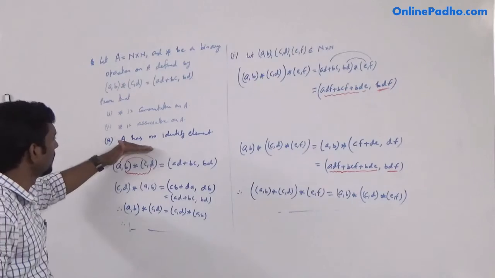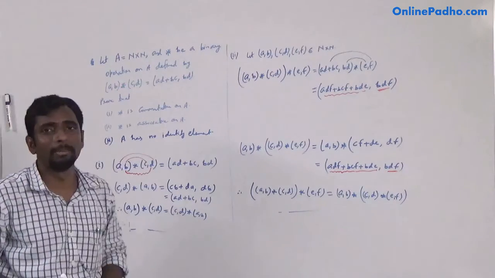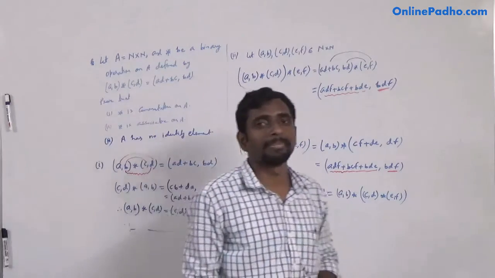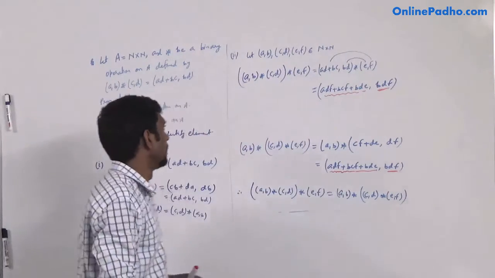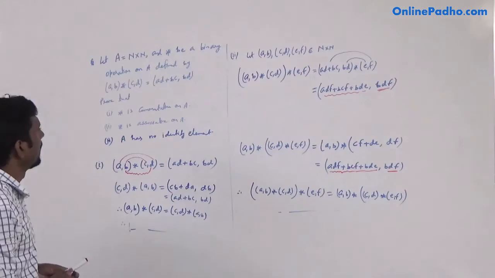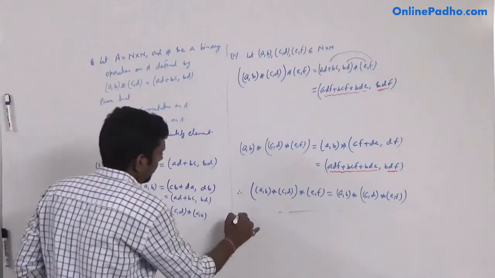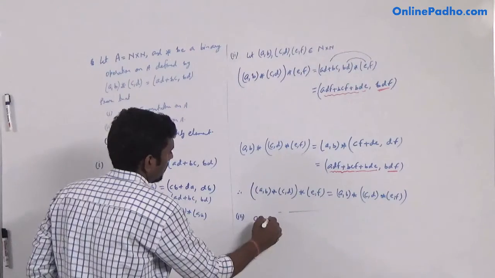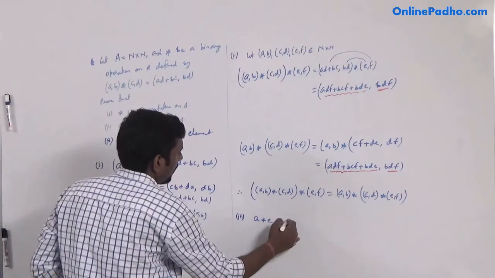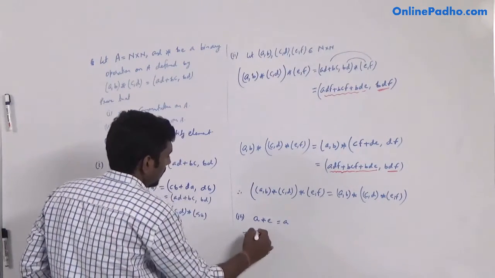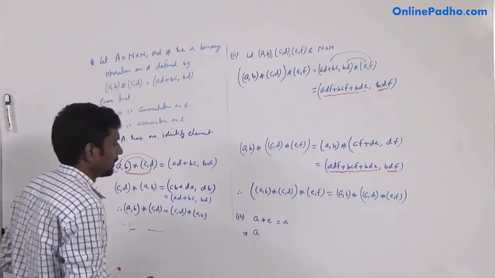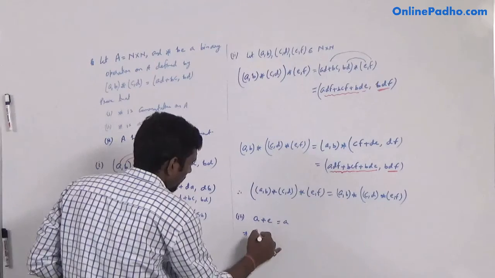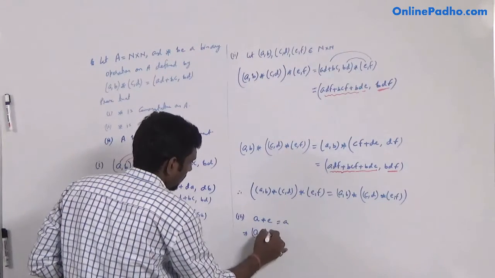Now the third part: A has no identity element. So how do we find the identity element? To find the identity element, A star E must be equal to A. Let us see A star E. So we have to consider an ordered pair here, AB.